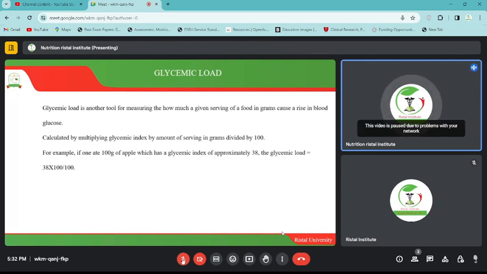So this can be calculated by multiplying the glycemic index of a food by the amount of serving in grams, divided by 100. For example, if one ate 100 grams of apple, which is one whole apple, and an apple has a glycemic index of approximately 38, then the glycemic load will be equal to 38 times 100 divided by 100. That will still bring you back to 38. This does not really require any serious calculation. It's just a simple formula here. So this is basically how you determine what food can cause a rise in blood glucose.